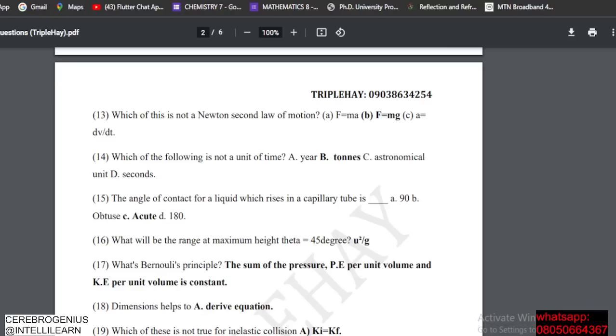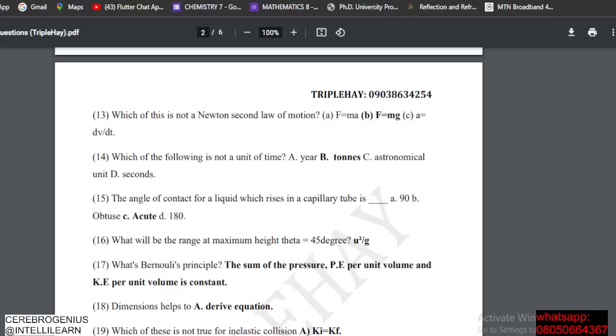Let me think about this again, because if you say the rate of change of momentum is proportional to the applied force, and by the time you did it, you got F equal to ma. That means you are saying that the force is proportional to the acceleration, right? Yes, the force is proportional to the acceleration. So I will still go for C.